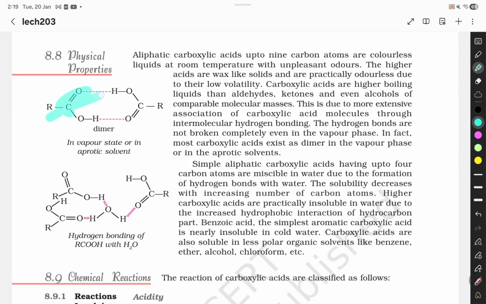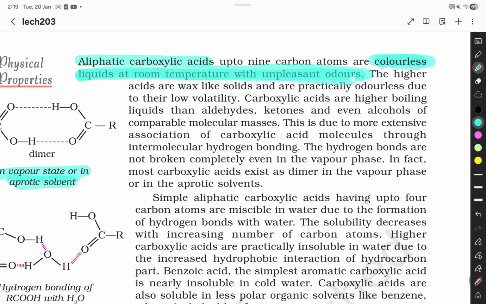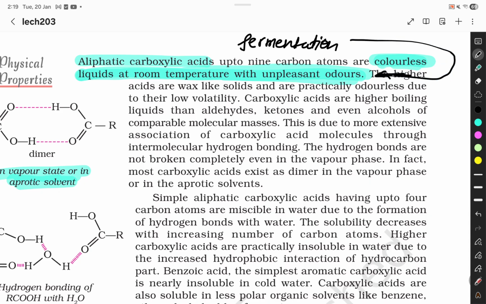Then dimerization of this thing: in vapor state or in an aprotic solvent, it starts to form a dimer. So aliphatic carboxylic acids have an unpleasant odor. That's why, in the fermentation process, we had fermentation back in alcohol, phenol, ether. We talked about why fermentation was an anaerobic process, and that it was written that because of something, ethanol and ethanoic acid used to be mixed in the required solution, and that caused an unpleasant odor and taste. So that is the reason: carboxylic acids have an unpleasant odor.